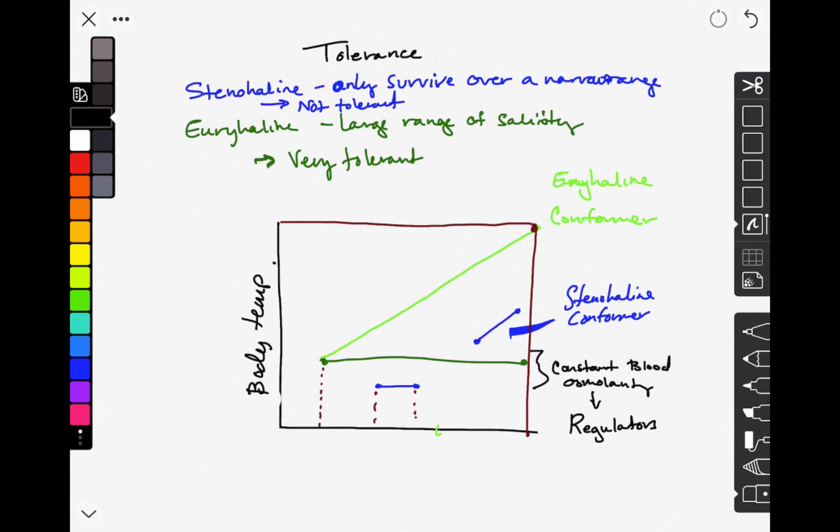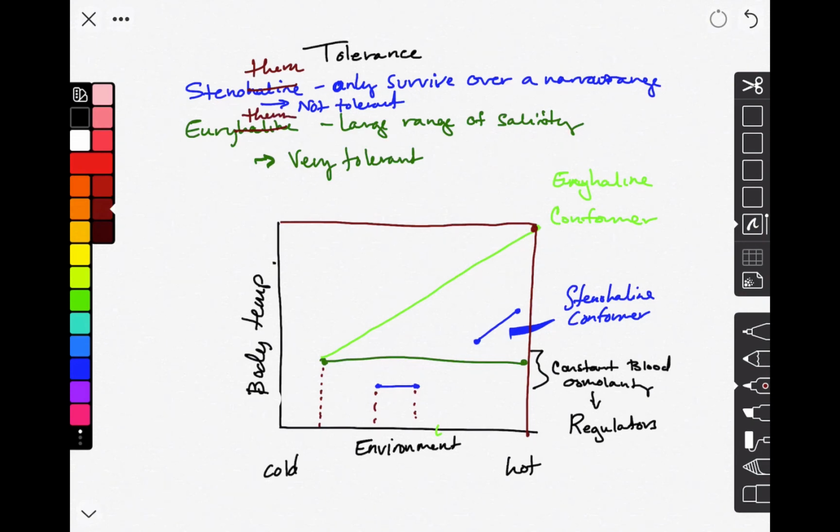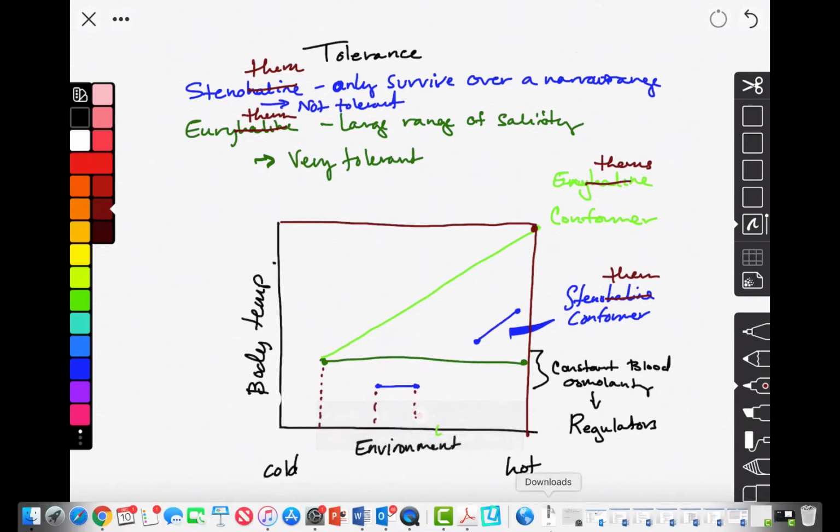And the environmental temperature from cold to hot. And you'll see the same thing for stenotherms and eurytherms. The eurytherms are comfortable over a large range. The stenotherms are comfortable over a very narrow range. So not very tolerant. All right, hopefully this has helped you to understand sort of the Steno and Eury thing. And if not, ask me about it tomorrow.